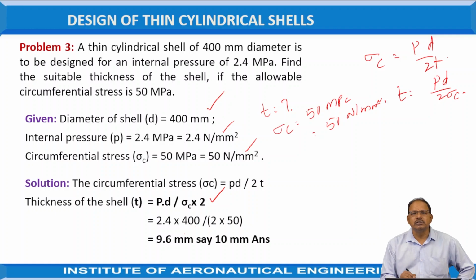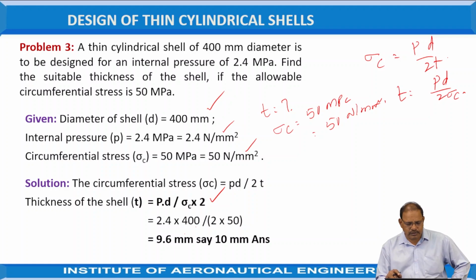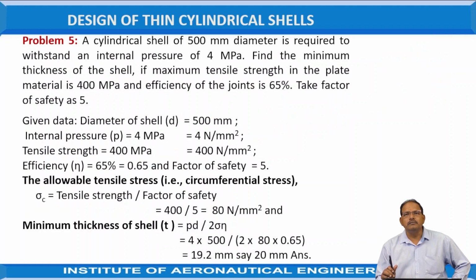According to previous discussions, when the value obtained is a fraction, it is better to always take the round figure just above it. That is, 9.6 is nothing but equal to 10 mm, we have to take it now. So based on this, one more problem.